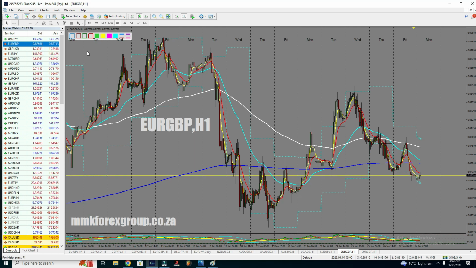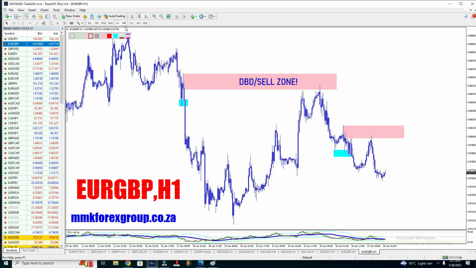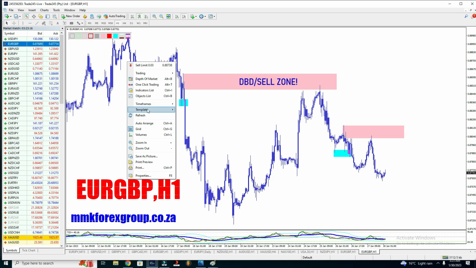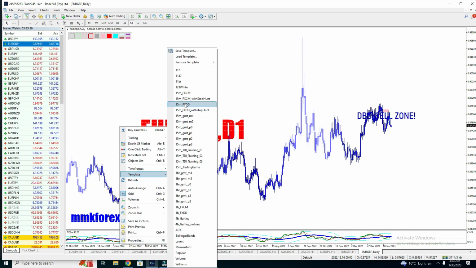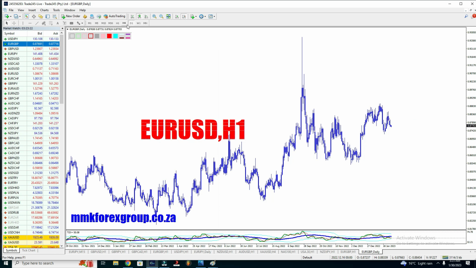All right guys, so before you do anything, remember we always want to understand where the market is coming from in our higher time frames, so we can get a clear directional bias. So as we can see, if we look at a clean chart on Euro GBP, if you go to the daily time frame, this is what we can see.